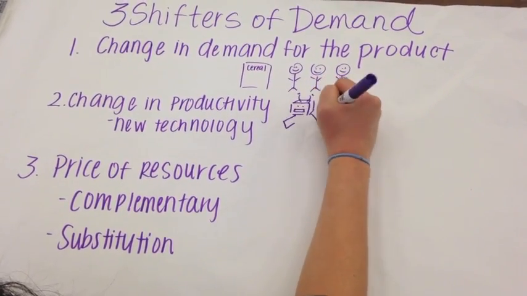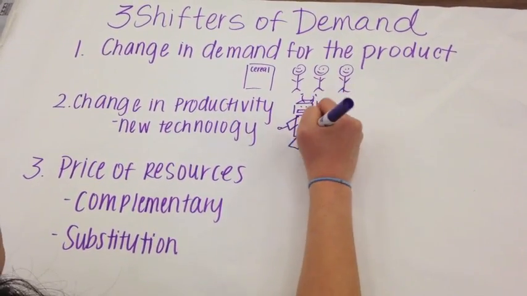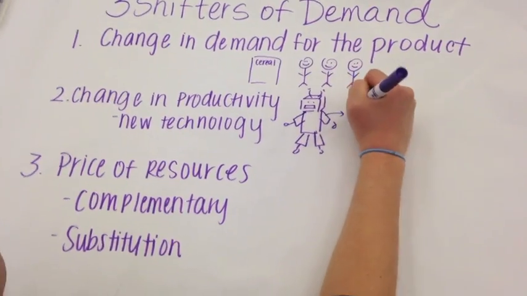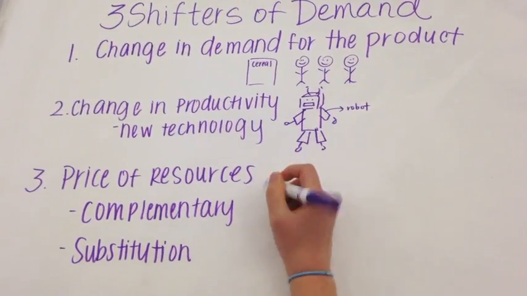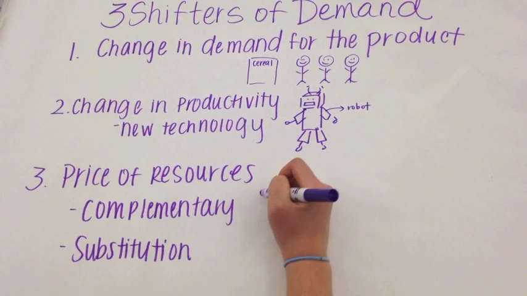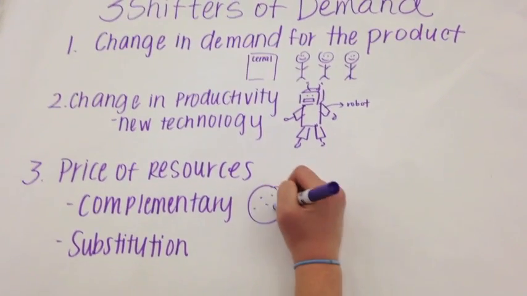New technology, let's say a robot, is more productive than a human. So the firm has an incentive to make more product, thus the demand for the robots would increase. So finally, we have the price of resources.